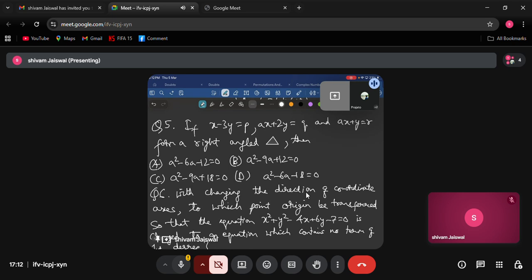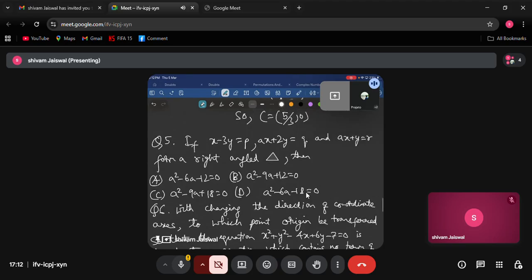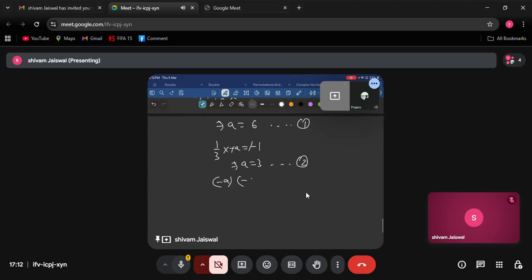Next, it can happen that the third pair, that is ax plus 2y, is perpendicular to ax plus y equal to what? So minus a into minus a by 2 is equal to minus 1. This implies a square is equal to minus 2, which is not possible, right? So either a is equal to 6 or a equal to 3. Therefore, a minus 6 into a minus 3 should be equal to 0. Right, this will be the quadratic. This implies a square minus 9a plus 18 equal to 0. So the answer is option C.